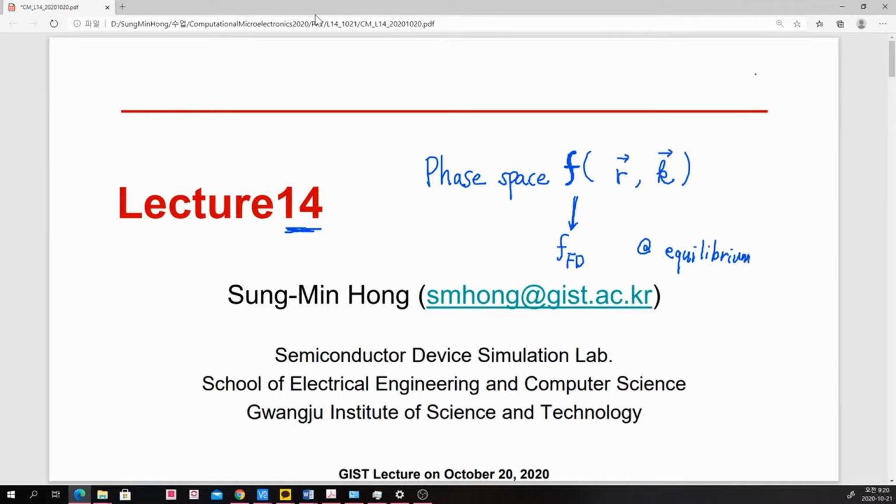However, the Boltzmann equation describes the motion of our electrons in the non-equilibrium case. So by solving the Boltzmann equation, we can get the electron distribution function in the non-equilibrium case. Okay.